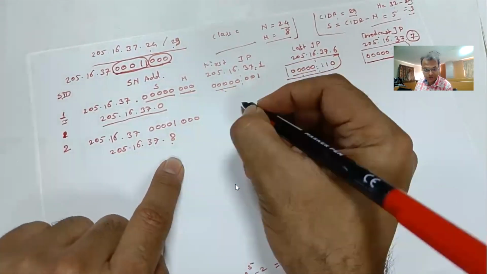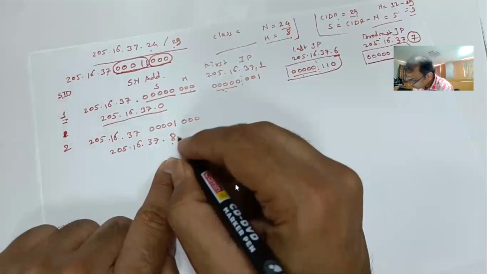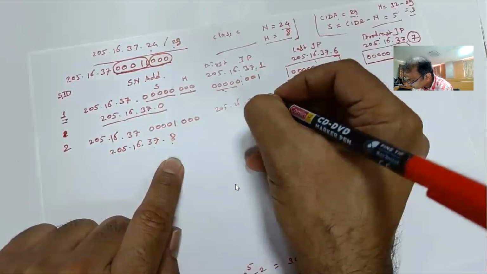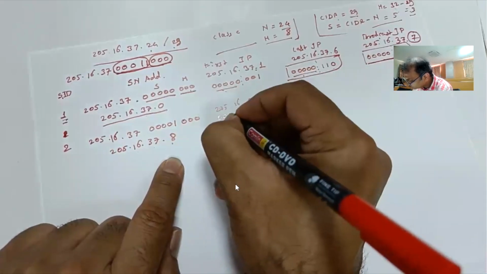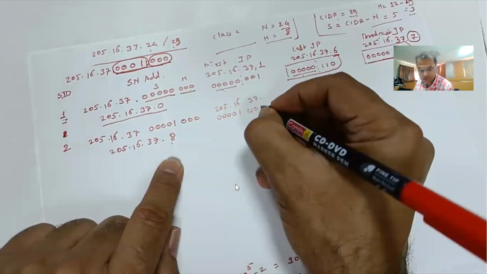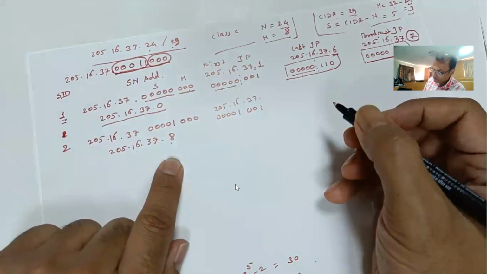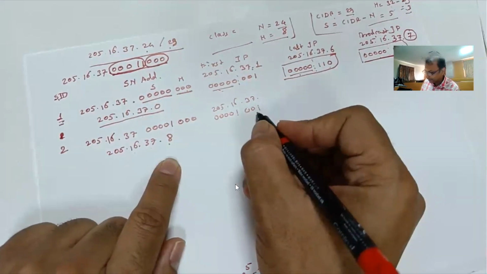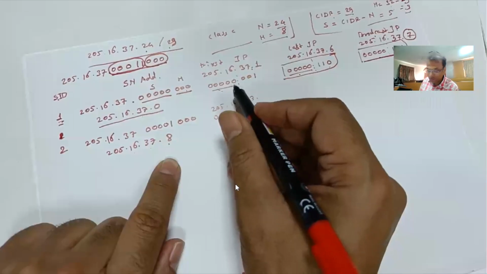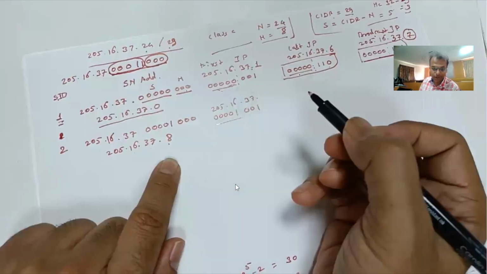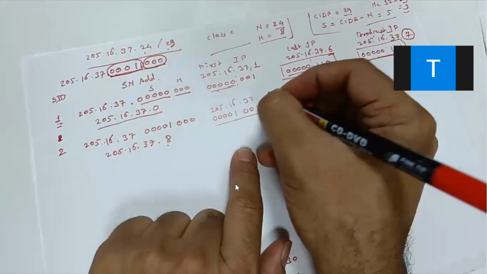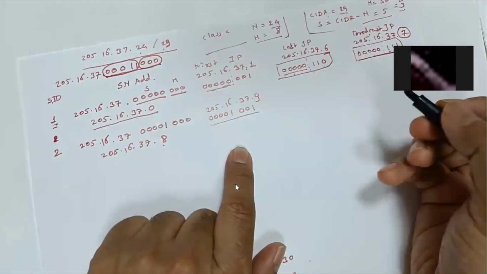Now let us talk about the first IP in this subnet. That is 205.16.37.0.001. Now I will have one value in the host part, just like this one. The only difference is the subnet value is different here. Can you tell me what is the total value? 9. That is correct.